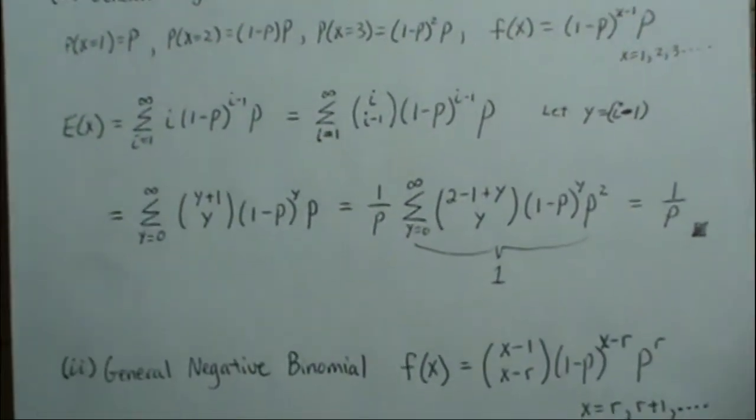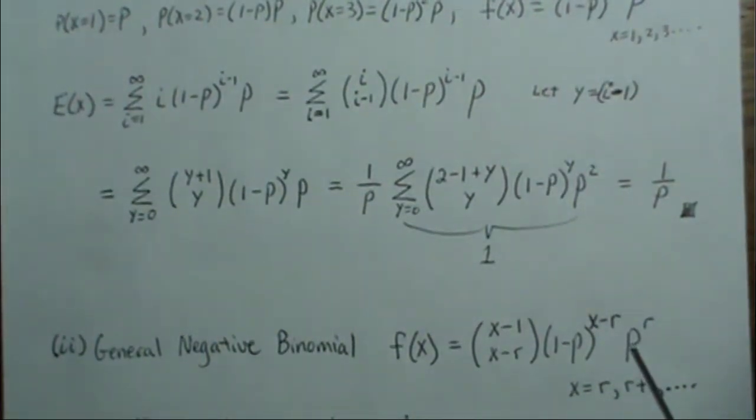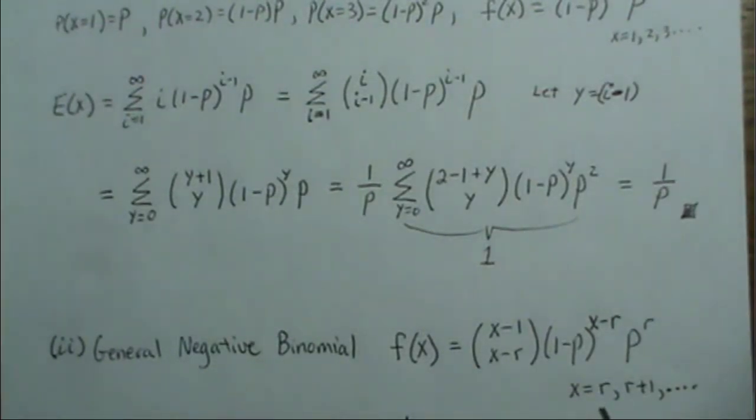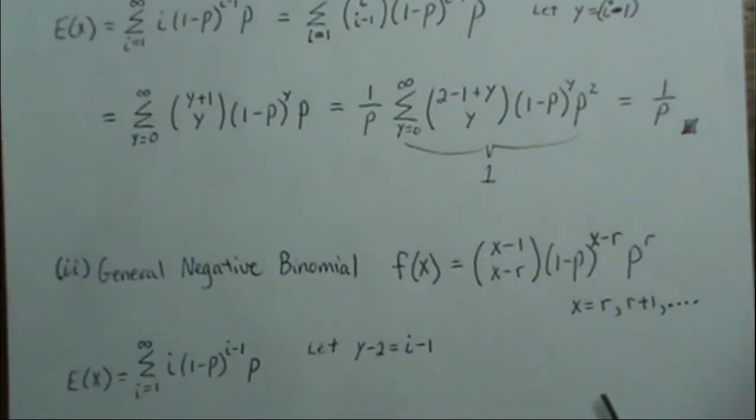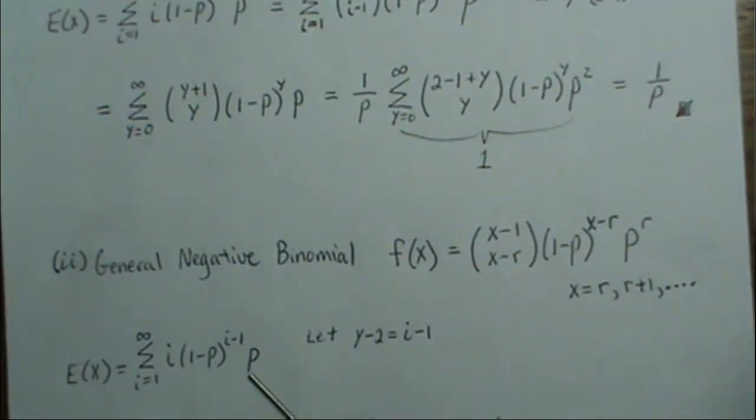Okay? Now, let's do it another way. Here, for the negative binomial, x is the number of trials to get r successes. So here, we know we have to have at least r trials because we have to have at least r successes, which is what p represents. And so this is another way to express the general negative binomial. So we look at the expected value of x, which is this, which we saw before.